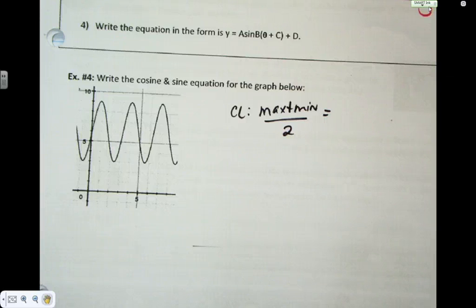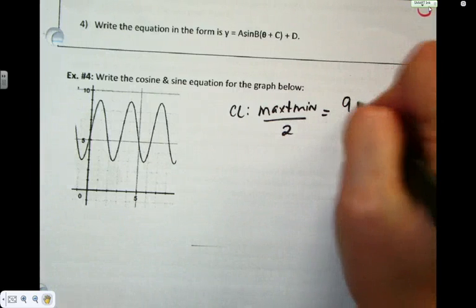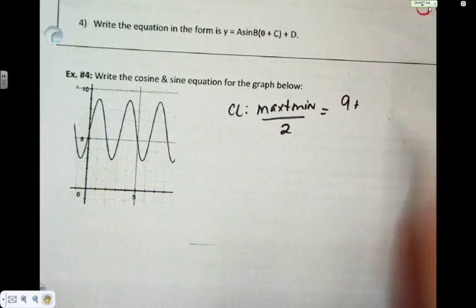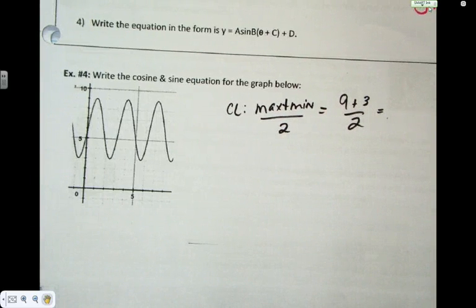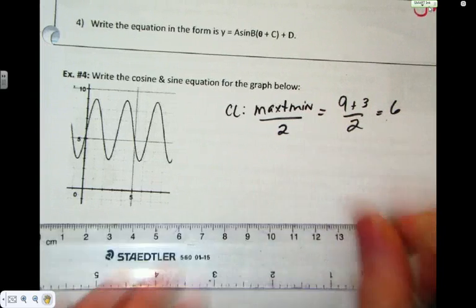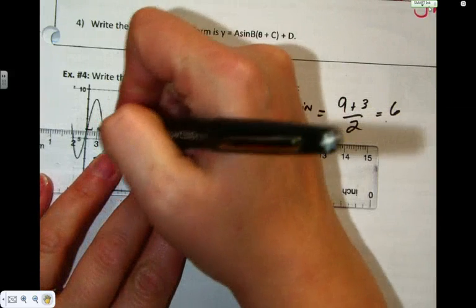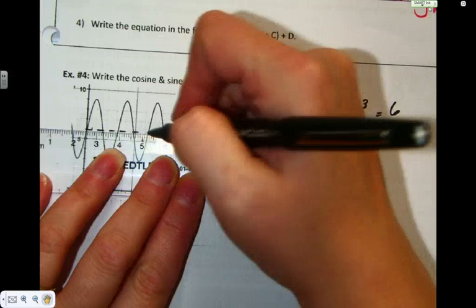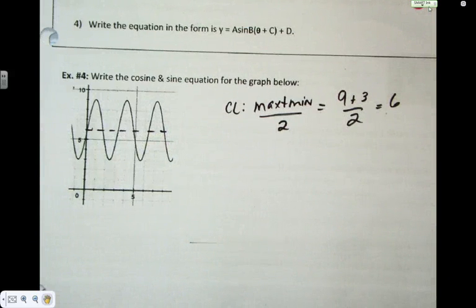Okay, what's the value of the max? Value of the min? 9 plus 3, divide by 2. Okay, so let's draw it in. Remember, it's a dotted line because it's not really part of the graph, so that's how we draw lines that are imaginary.